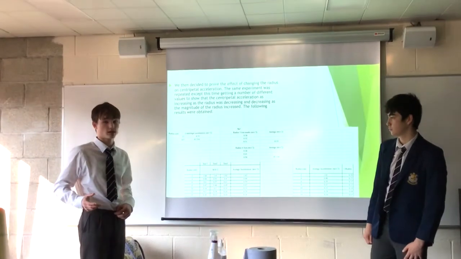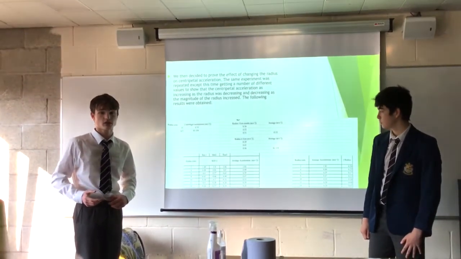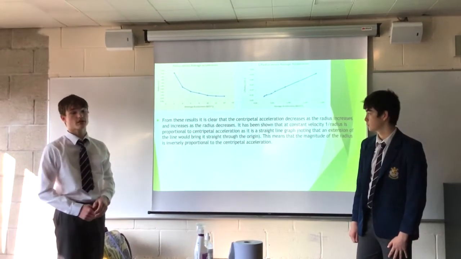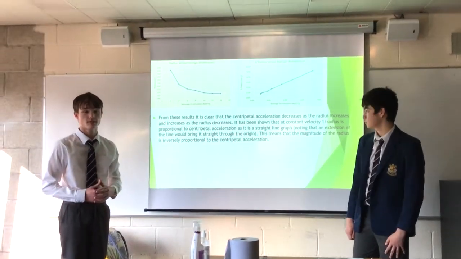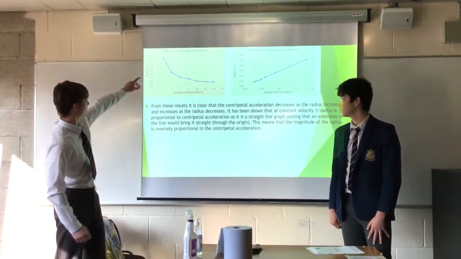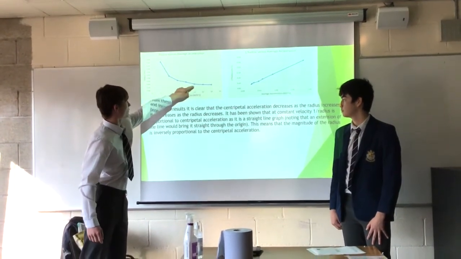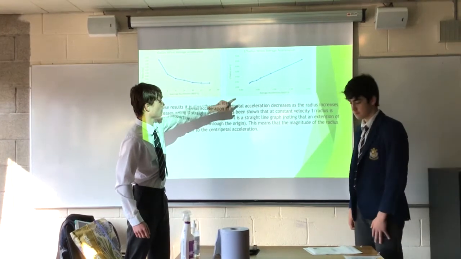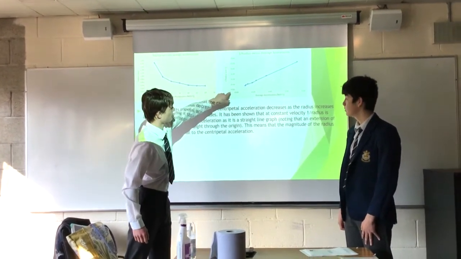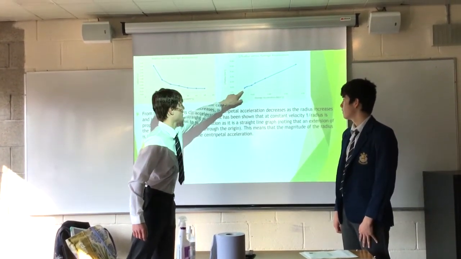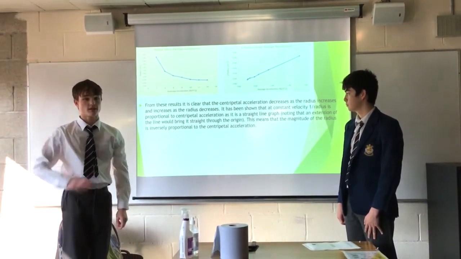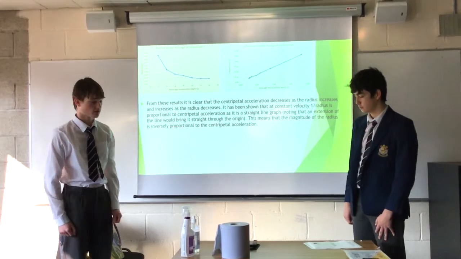And then we found that we had a much more accurate result that showed that the radius was inversely proportional to the centripetal force. As you can see here, that's graphed clearly, and when we graphed centripetal force against 1 over radius, we saw that there was a straight line, and if you were to extend that, it would go straight through the origin, proving that the radius is inversely proportional to centripetal force.